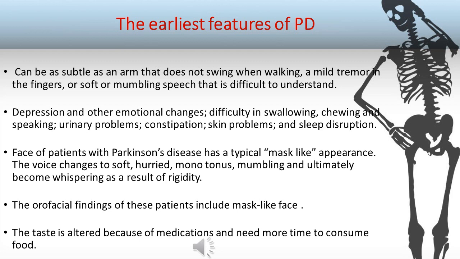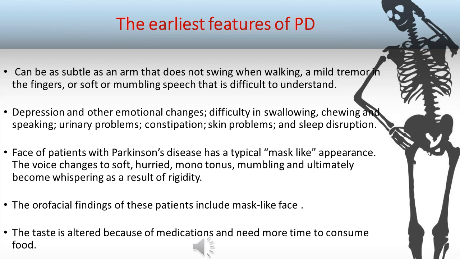The earliest features of Parkinson's disease can be as subtle as an arm that does not swing when walking, a mild tremor in the finger, or soft or mumbling speech that is difficult to understand. Parkinson's disease is chronic and progressive, and as the disease follows its course, the tremor may begin to interfere with the daily activities. As features become more pronounced, patients may have difficulty walking, talking, or completing other simple jobs.